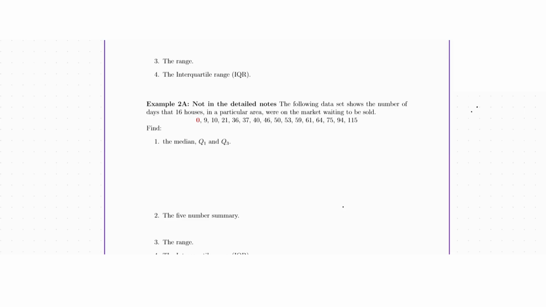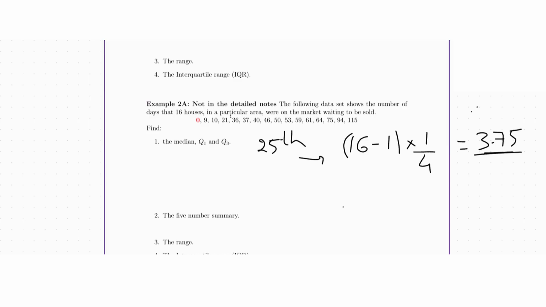Yeah. So first to find the 25th percentile, for Q1, you take the number of numbers minus 1, times the first quartile, so you multiply with 1/4. You get 15 over 4, which is 3.75, right? Which means in the total data, the first quartile is the 3.75th number, so it is between index 3 and 4.